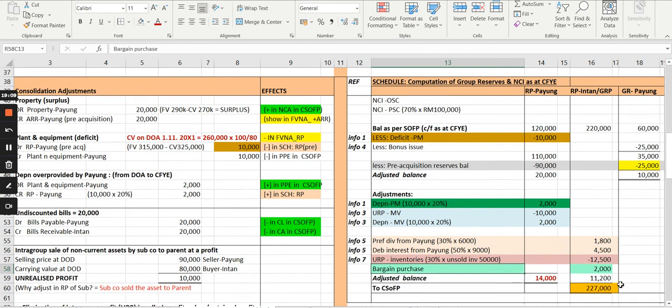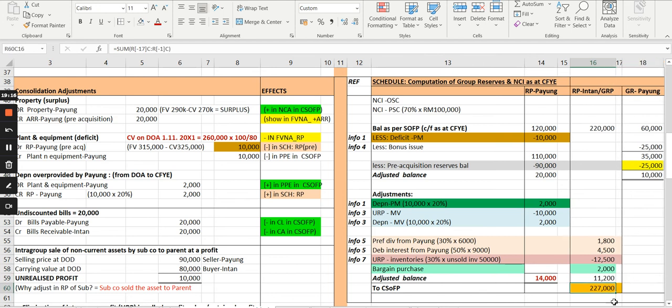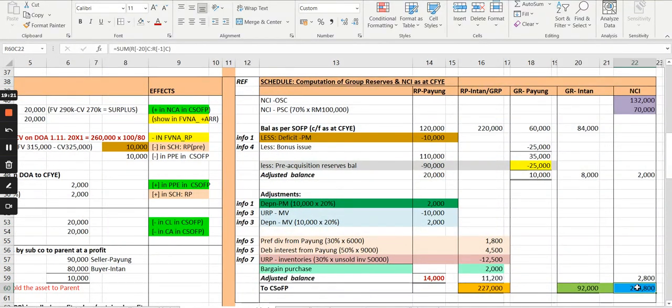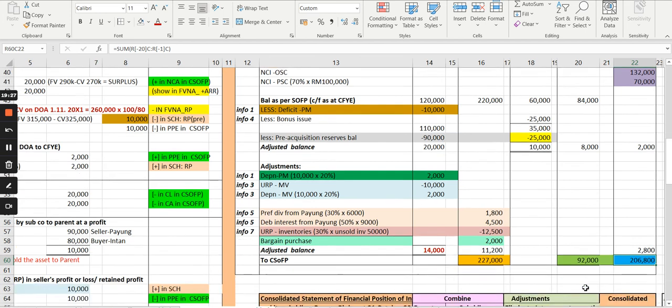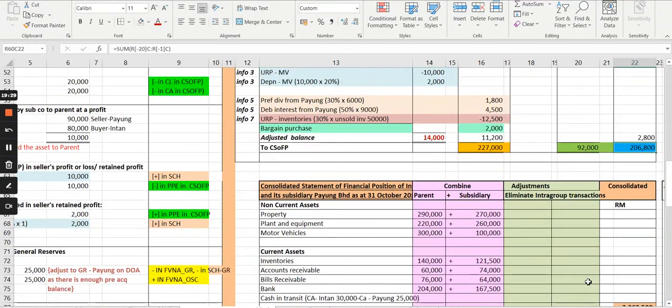Bargain purchase done. So now you have done all the adjustment, nothing else. You can now total up the retained profit column of the group. You will get 227. You can also total up the non-controlling interest, 206,800. You have done so for your group profit. Group retained general reserve, group general reserve. Now do all the adjustment for the intercompany transaction.